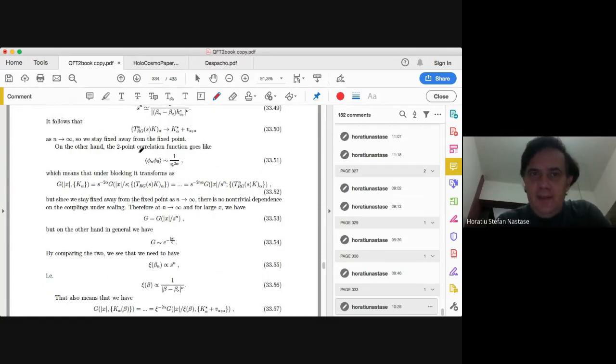On the other hand, we saw that the two-point correlation function, the VEV of phi n, phi 0, goes like 1 over n to the power 2 alpha, n being the distance in units of the lattice size. So that means that under the blocking, it transforms like this. Under the blocking x goes to x over s, which means, and x is replaced by n in this description, and then this goes like x s to the minus 2 alpha.